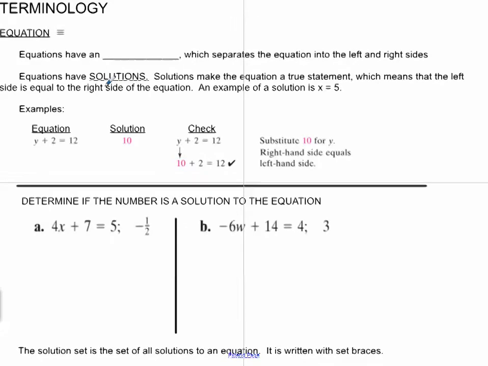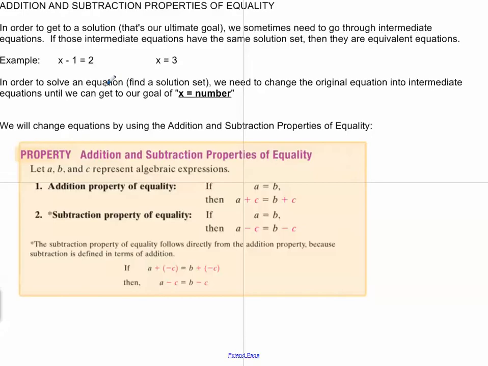So here are the slides that we're going to talk about, addition and subtraction properties of equality. In other words, if we've got an equation, we're going to be able to use addition and subtraction to find a solution. So we need to get a solution. That's ultimately our goal. Sometimes, though, we need to go through intermediate equations, and we do that by using addition and subtraction.